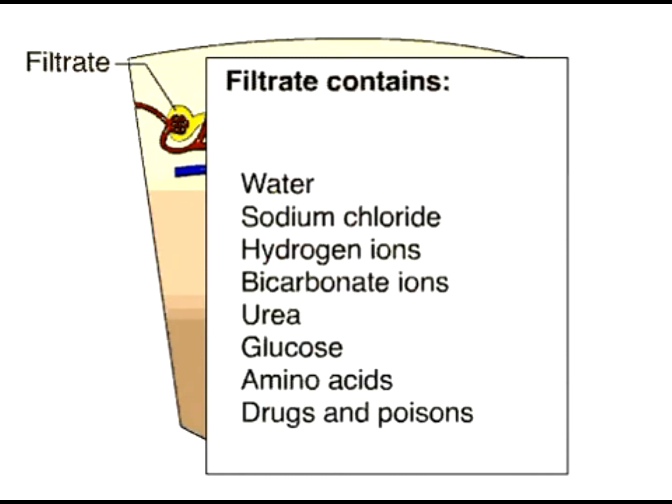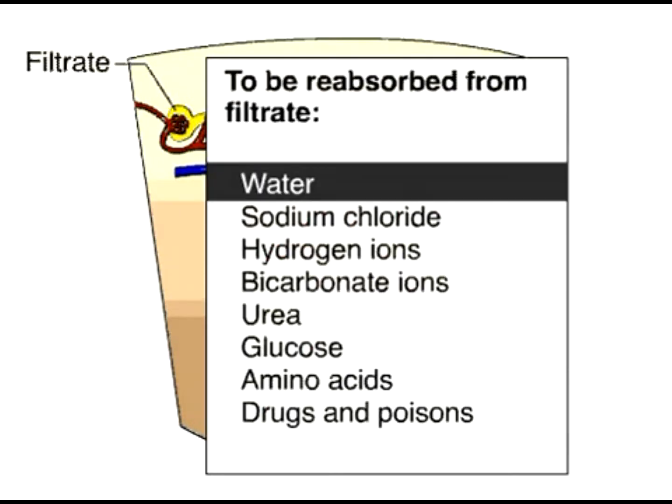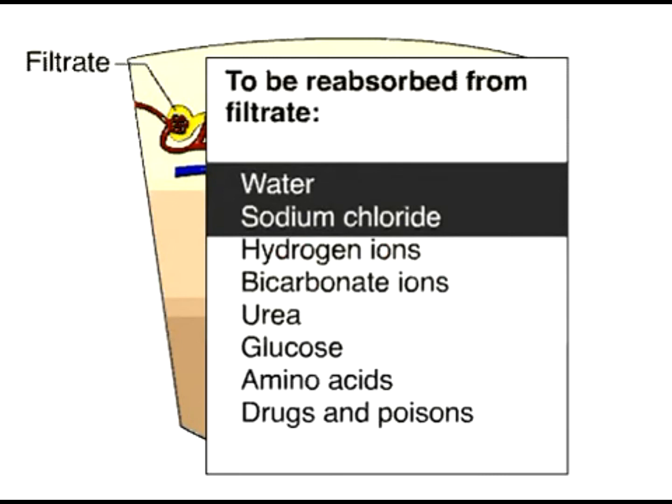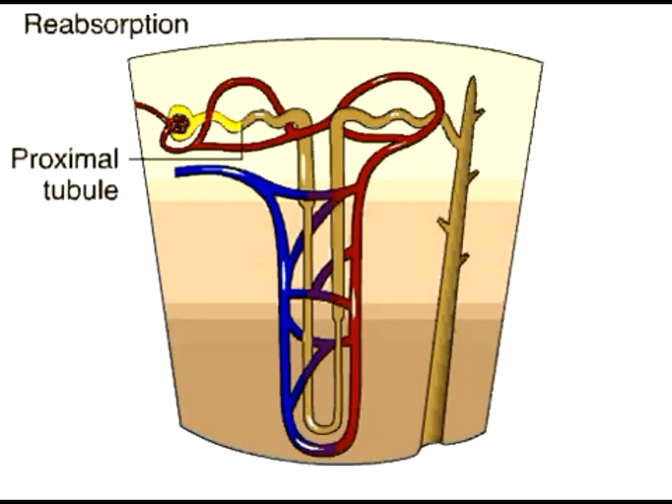Filtration is not selective, so some of these substances are useful to the body, and it is important that they be returned to the blood. The kidneys generally need to recover water, sodium chloride, and nutrients such as glucose and amino acids. This reclamation of valuable solutes in water is called reabsorption. Let's look at the process of reabsorption as the filtrate continues its journey through the nephron tubule.